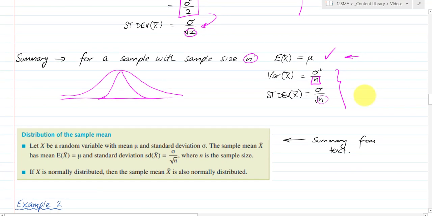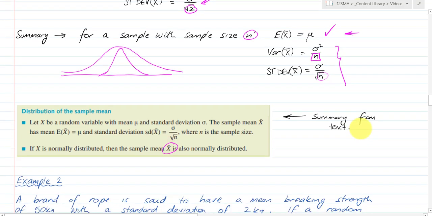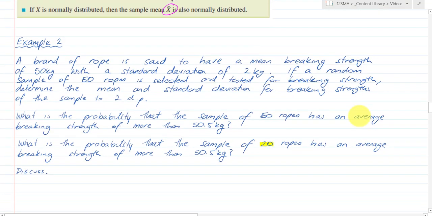X is a random variable with mean mu and standard deviation of sigma. The sample mean has an expected value of mu and a standard deviation of sigma over the square root of n. And X is also normally distributed. Well, if X is normally distributed, then the sample mean is also normally distributed, which is an important assumption that we have to make. Let's have a quick talk about an example.